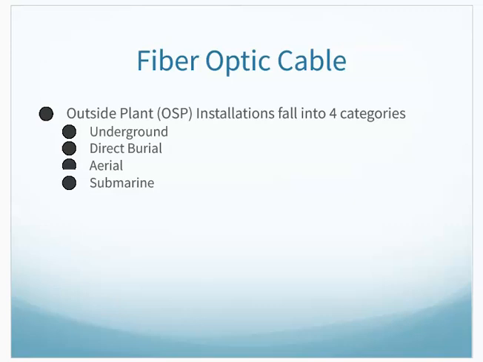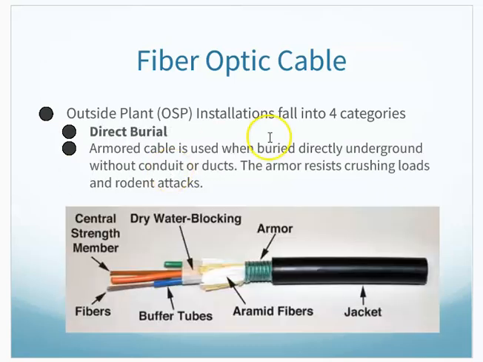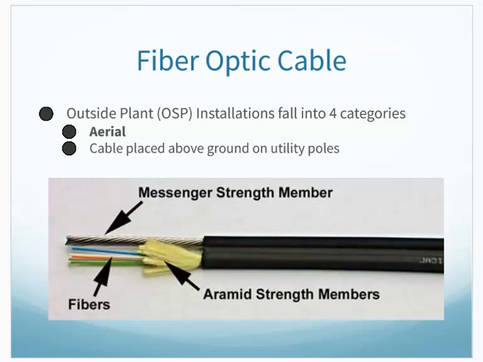Our outside plant fiber installs usually fall into 4 categories: underground, direct burial, aerial, or submarine. So if I look at underground cabling, they're showing you here that this is your buffer tubes. So these are usually loose tube cable in the buffer tubes, and then this can be installed in conduits and things underground, ducts underground, that sort of thing. If I'm going to direct bury the cable, I'm typically going to use this armored cable, and that's there again to prevent the weight of soil and so forth from damaging the cable, as well as rodents and critters from chewing through.